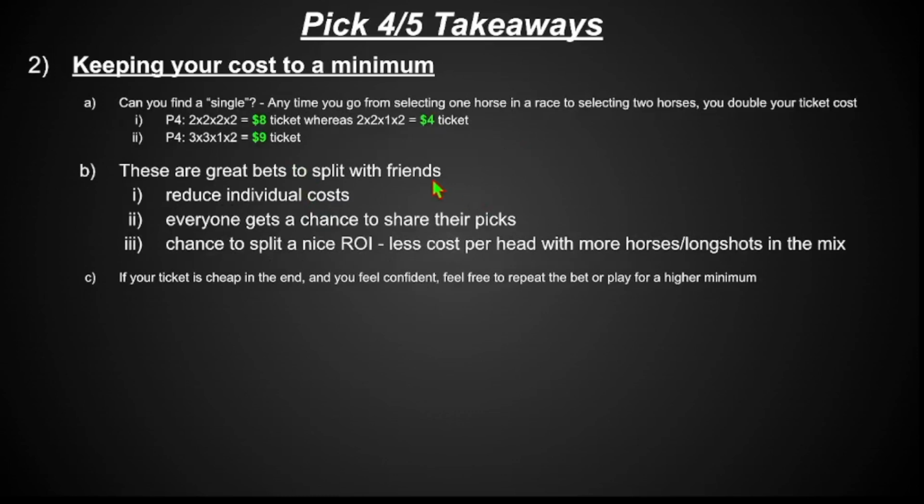Pick 4s and pick 5s are great bets to split with friends. It's really fun to go to the track and split a ticket with some friends. It reduces the individual cost. So this $9 ticket, if you go with 2 other friends, is $3 each. Everyone gets a chance to share their picks.